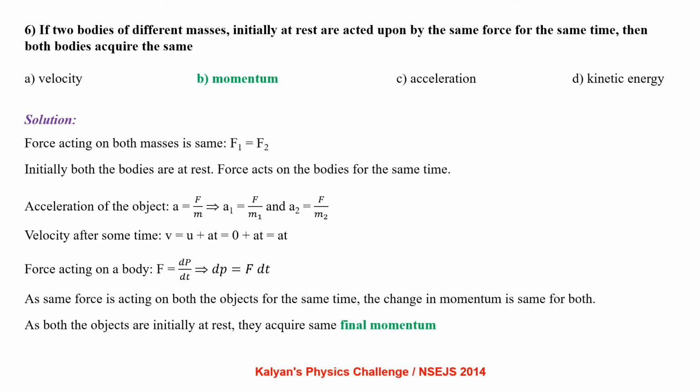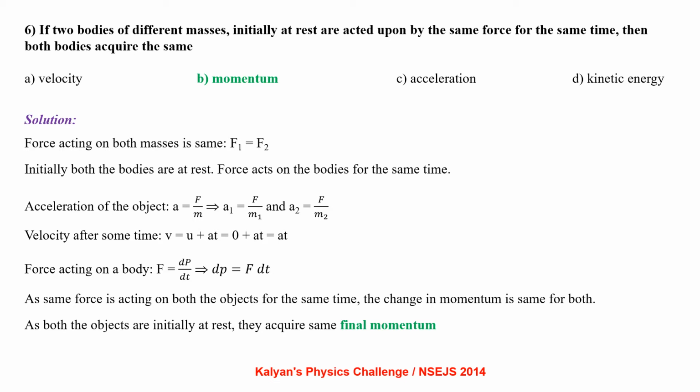If two bodies of different masses initially at rest are acted upon by same force for the same time, then both bodies will acquire the same? Given the force acting on both the masses is same, so F1 equal to F2, and initially both of them are at rest. The force acts on the bodies for the same time, so the acceleration a equal to F by m. So a1 equal to F by m1, a2 equal to F by m2. Velocity after some time v equal to u plus at, that is at, since the bodies are initially at rest.